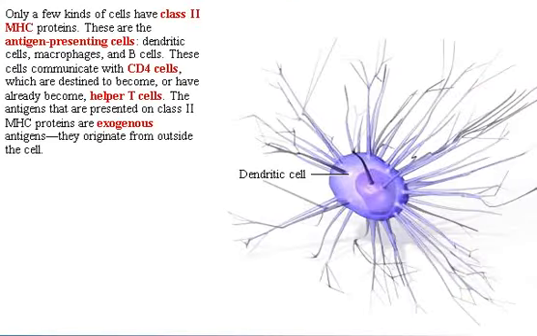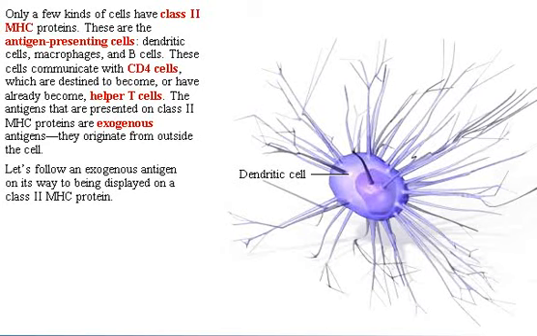Only a few kinds of cells have Class II MHC proteins. These are the antigen-presenting cells: dendritic cells, macrophages, and B cells. These cells are responsible for communicating with CD4 cells, which are destined to become, or have already become, helper T cells. The antigens that are presented on Class II MHC proteins are exogenous antigens, that is, they originate from outside the cell. Let's follow an exogenous antigen on its way to being displayed on a Class II MHC protein.